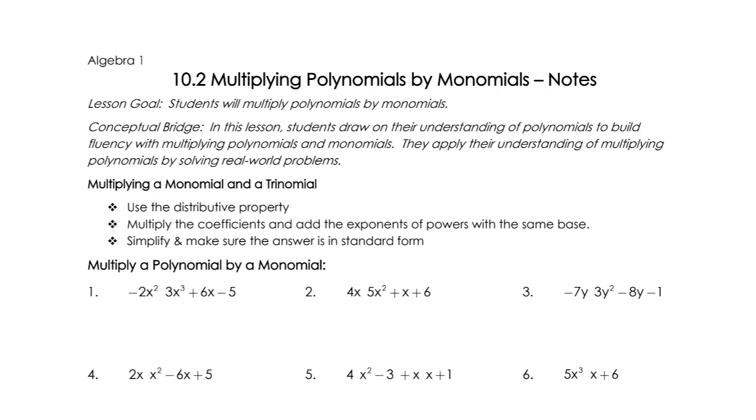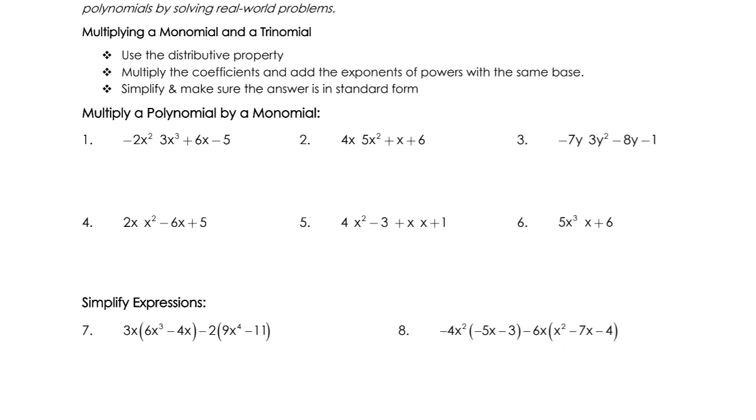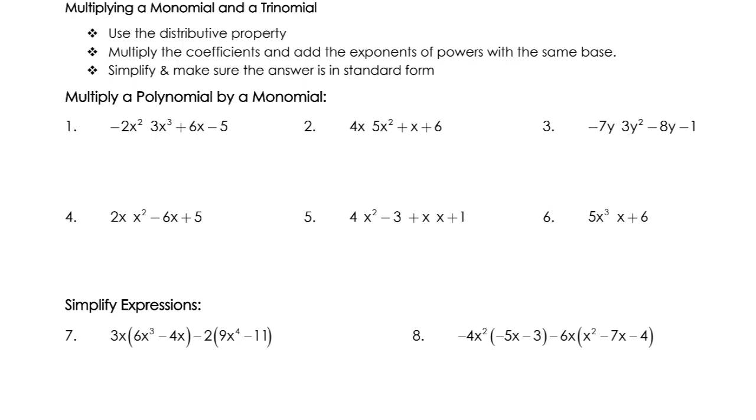Now that's different than what we talked about in 10.1, because in 10.1, we were just combining like terms. If you are adding the bases, you do not add the exponents. So that's going to be the number one thing that you're going to have to be able to balance for today. So looking at 1 through 6 here, we have multiplying a polynomial by a monomial.